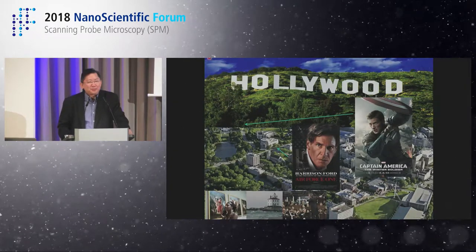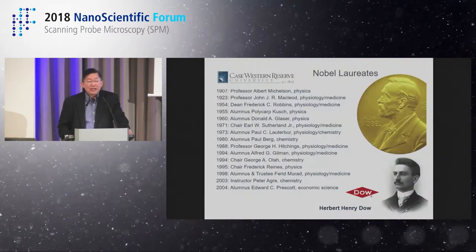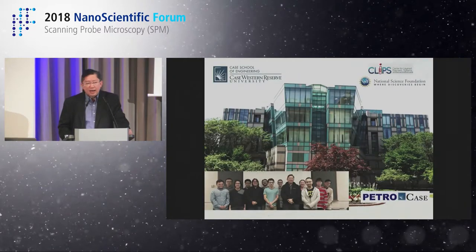So it's also historic in that the first American Nobel Prize winner, Professor Morley, was actually a professor there, and even the founder of Dow Chemical, Herbert Dow, was a graduate of Case Western Reserve University. I'm with the Macromolecular Science and Engineering Department, on the fifth floor of this building. This is my group. Most of the work that I'm going to talk about was done by Charlie and also a past student, Briley, who's doing a postdoc at UC Berkeley.